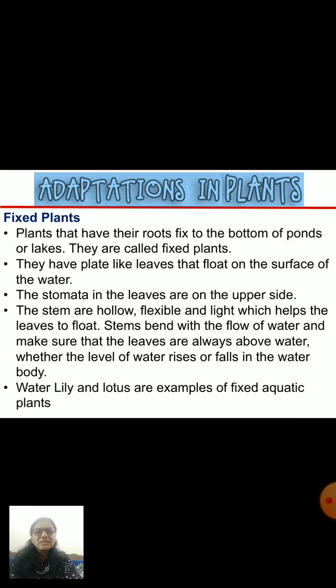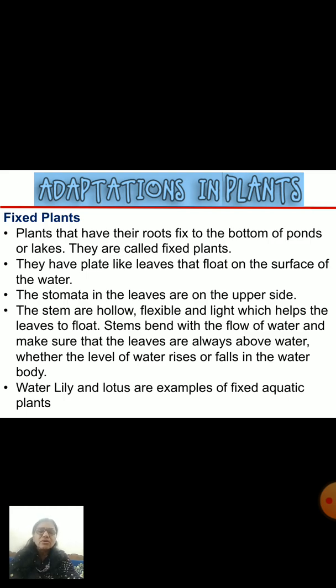Next we will discuss the fixed plants. As I told you, as the name itself suggests, fixed, their roots are fixed to the bottom of the water bodies, ponds, lakes, whatever the water body is. You will find these plants in the smaller water bodies like ponds and lakes. And they are called fixed because their roots are fixed to the bottom.